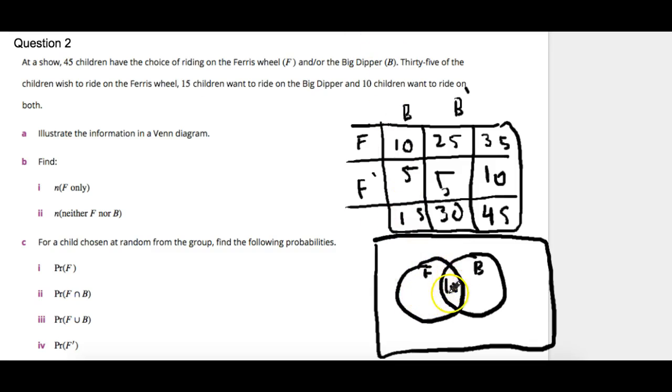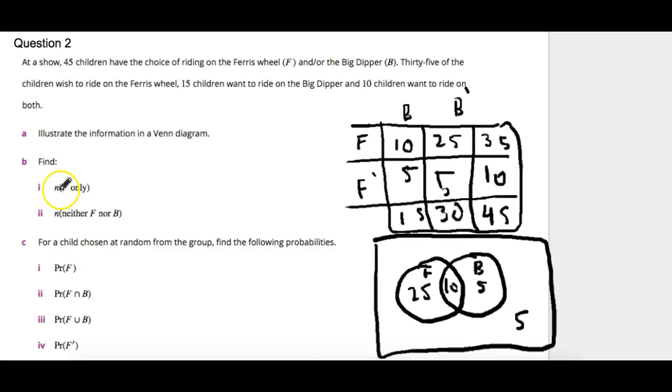Okay, so here we have the intersection of both. In here we want Ferris wheel, but not the Big Dipper, so it's 25. And here we want the Big Dipper, but not the Ferris wheel, so that's 5. And on the outside we want neither.